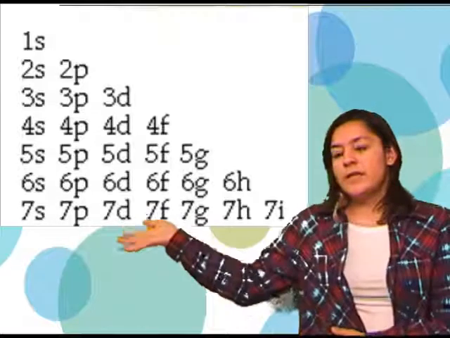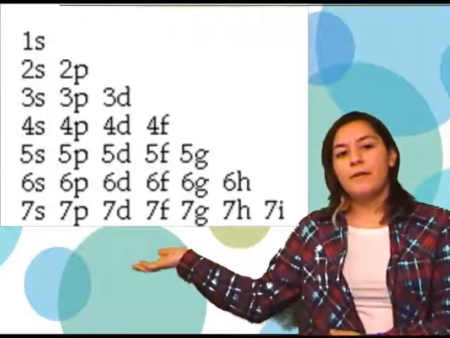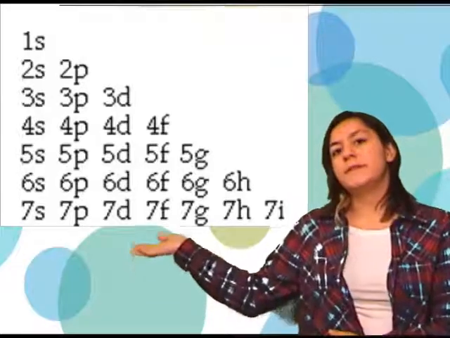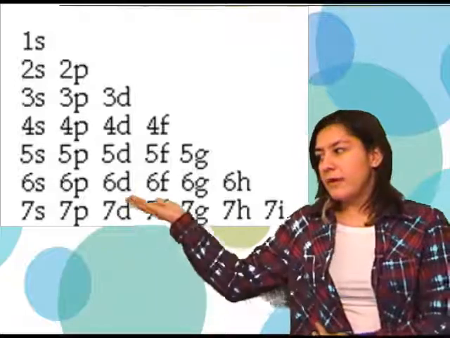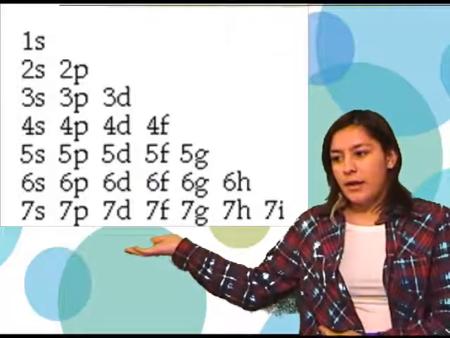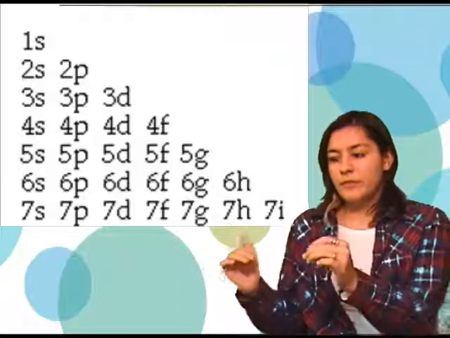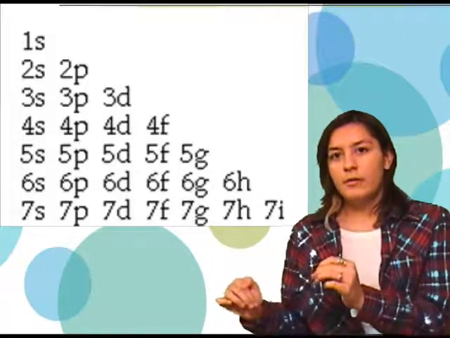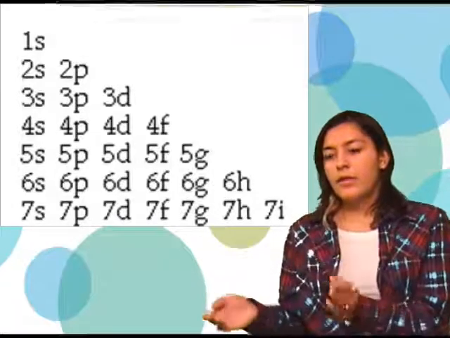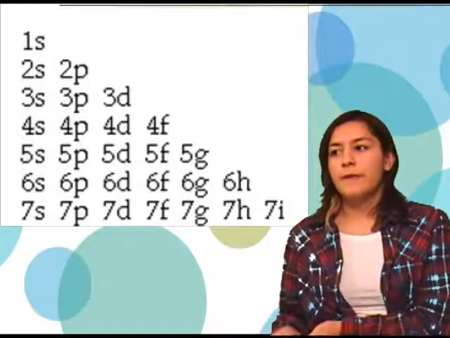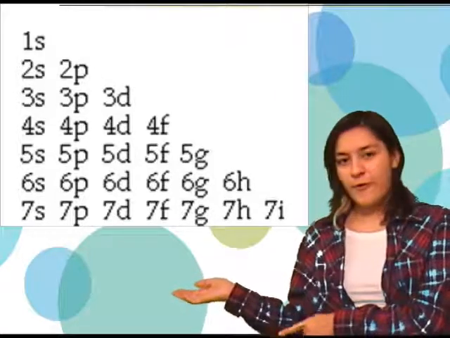The reason it changes at the 5th one is that we run out of different types of orbitals to use. And so because we've run out, we go to the f orbital, and then we put in parentheses the next orbital, because that orbital doesn't exist. So we would have 5g after 5f.